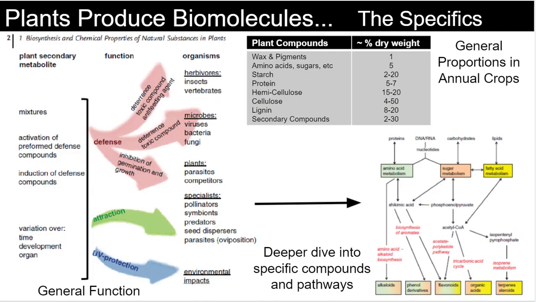So other than those 4 sets of compounds, there's a much broader universe of biomolecules, as I'm alluding to. Here we can think about a specific plant. These are percentages across many different types of plants. Obviously, waxes and pigments, amino acids, starches, proteins, hemicelluloses, celluloses, lignins, and other secondary compounds. What you're trying to grow and why is a combination of plant breeding, plant stresses, and obviously appropriate nutrition.